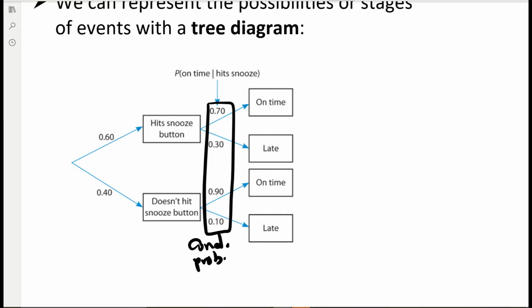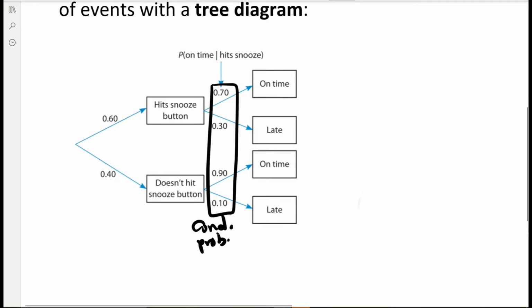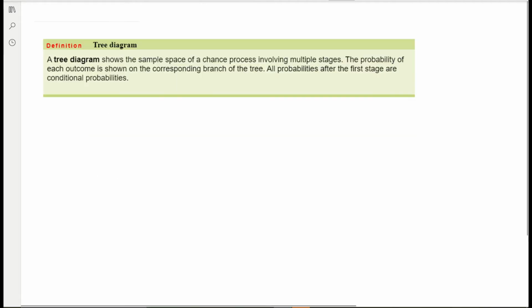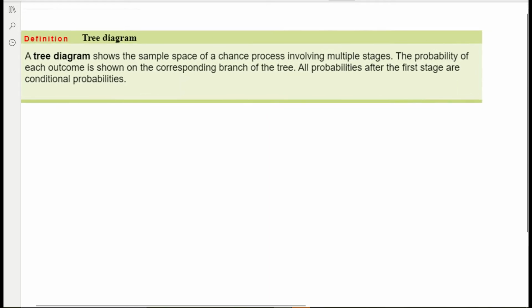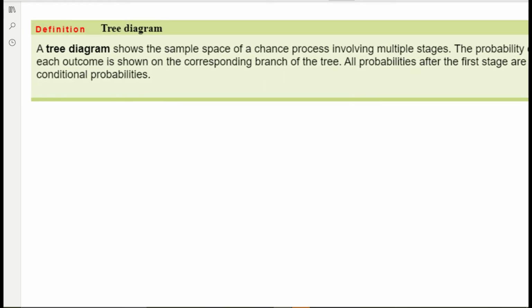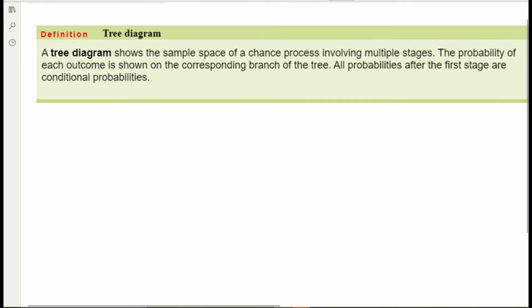All right, so basically, this is the multiplication rule in action in a diagram format. So we're going to ask ourselves the following question, but before we do that, we're going to define the tree diagram. So a tree diagram basically shows the sample space of a chance process that involves multiple stages. In this case, we had the 2 stages. Now, the probability of each outcome is shown on the corresponding branch of the tree, and all probabilities after the first stage are conditional probabilities, which is what I was saying earlier in the diagram.